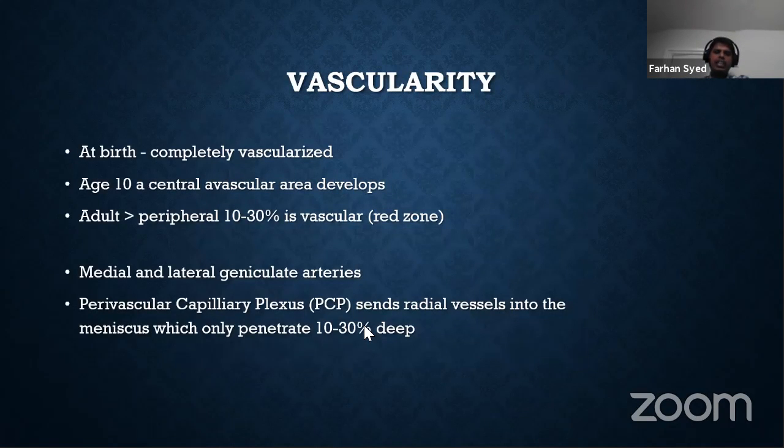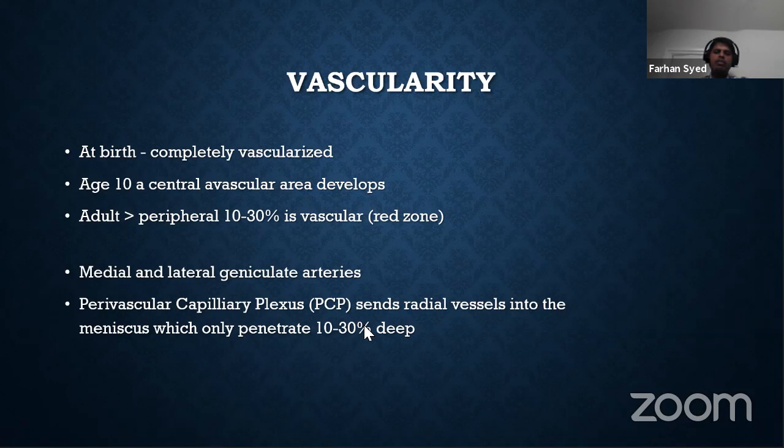With regards to vascularity, at birth, the meniscus is completely vascularized. By the age of 10, only a central avascular area develops, and by the time you are an adult, only the peripheral 10 to 30% is vascular, or the red zone. This takes us into the concept of healing of a meniscal tear. As you know, peripheral tears heal better because of better vascularity, and hence the meniscus is divided into the white zone, red-white zone, and the red zone.